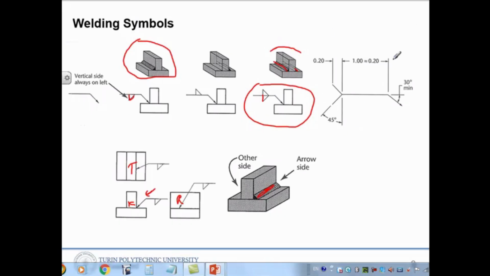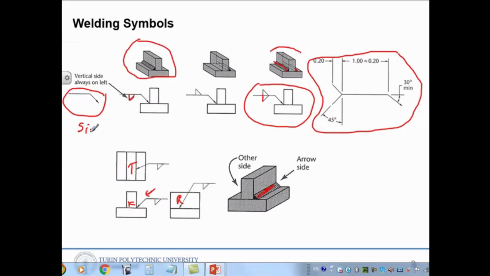Okay, so another symbol we have is this one. This symbol also represents welding, so that is simple welding, a simple welding symbol. But this one is more complex, and you can show more information on it. Okay, so this kind of symbol.